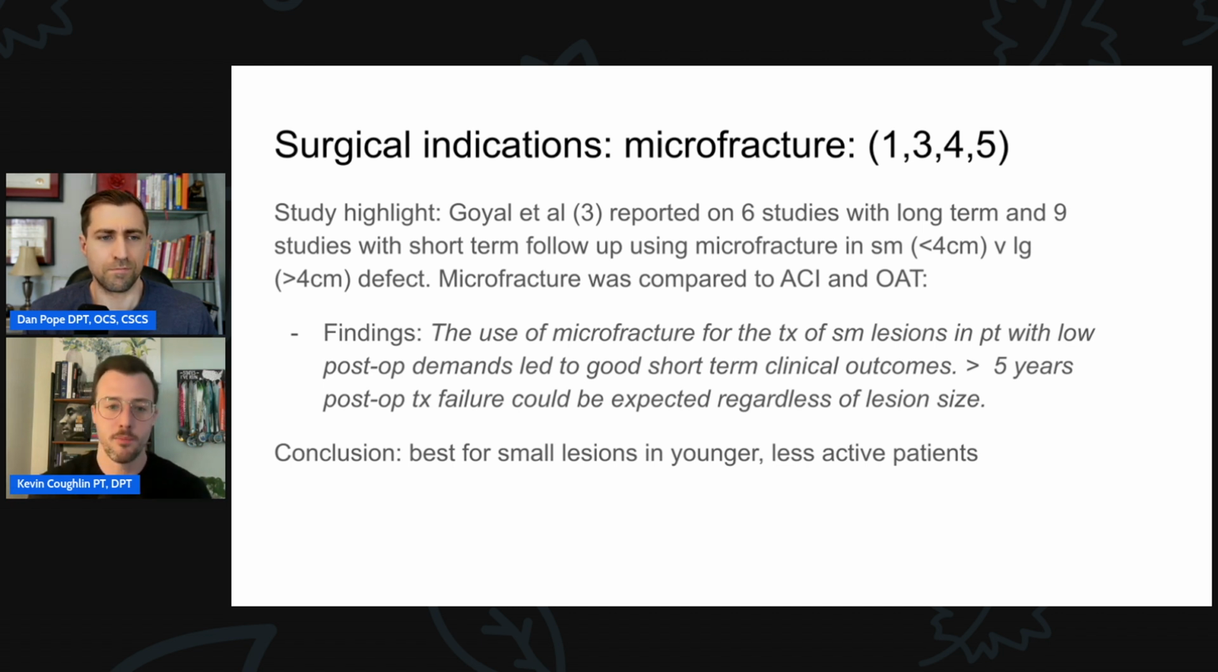So just consider what paper you're looking at. But they were saying in this particular study, small was less than 4 centimeters squared versus a large was greater than 4 centimeters squared. And they were comparing microfracture to the ACI and the OAT. And the findings were that the use of microfracture for the treatment of small lesions in patients with low post-op demands led to good short-term clinical outcomes.